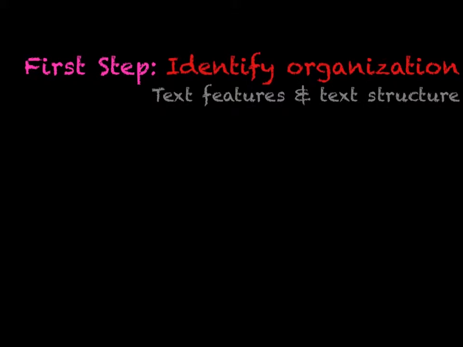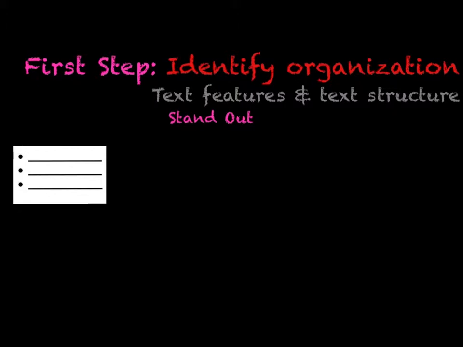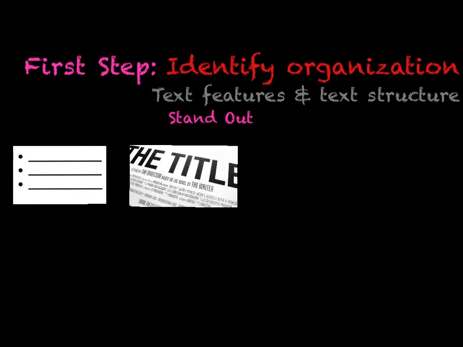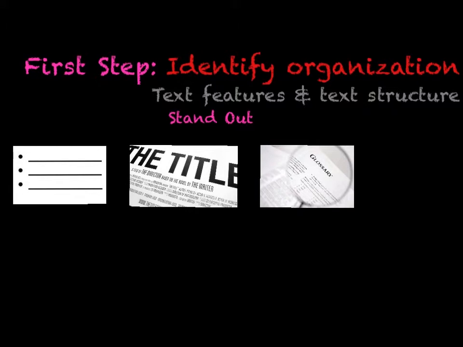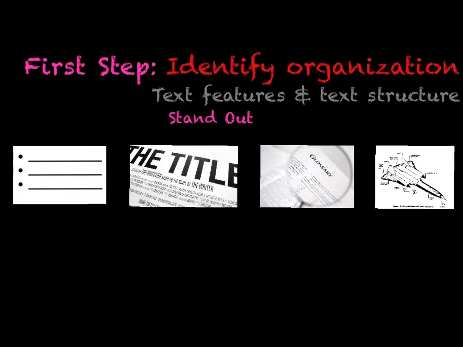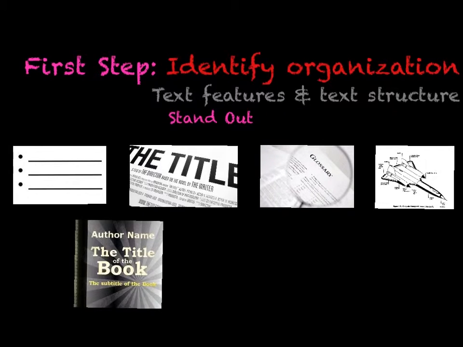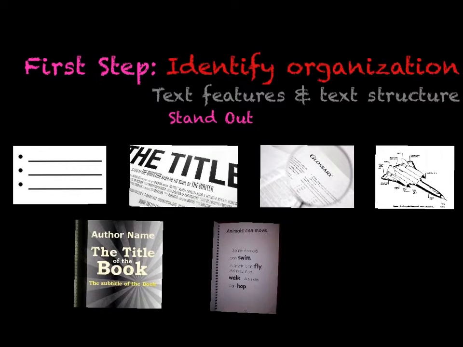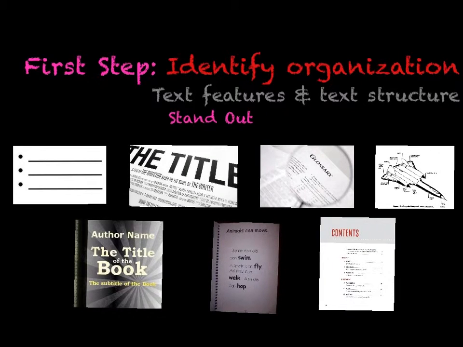Okay, our first step. Identify organization techniques, text features, and text structure. Text features are the parts of a reading passage that stand out from the rest of the information. These things stand out because they provide important information about the text. Some common text features are bullet points, headings, titles, illustrations, glossary, map, diagram, charts and graphs, a title page, subtitles, types of print, subheading, and table of contents.